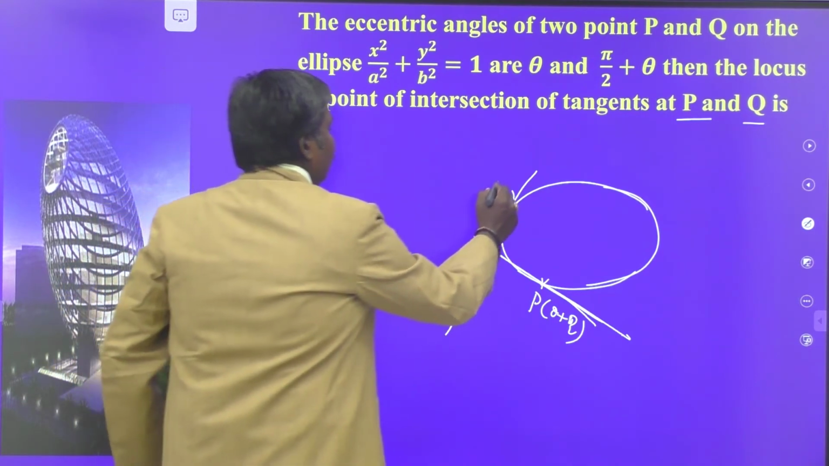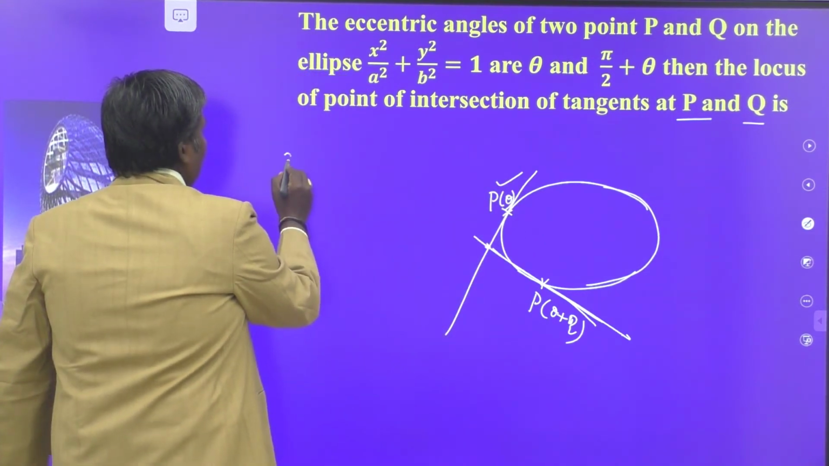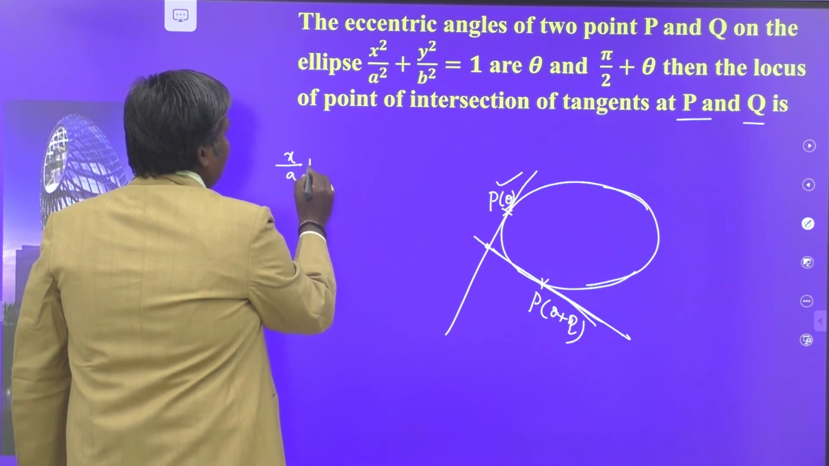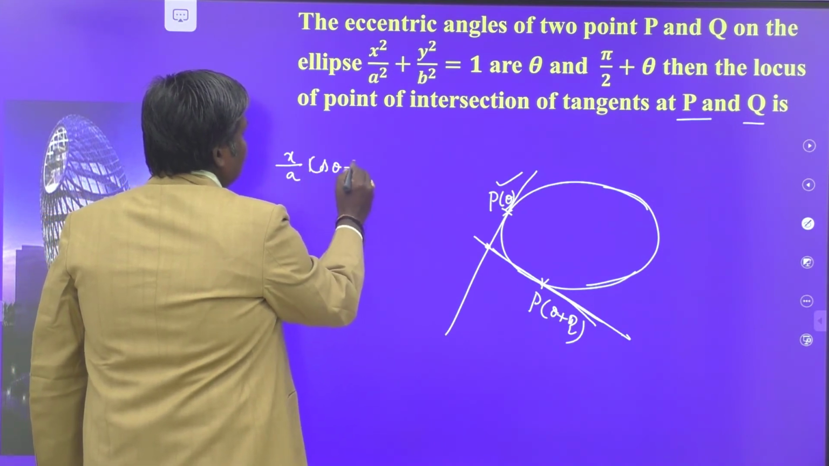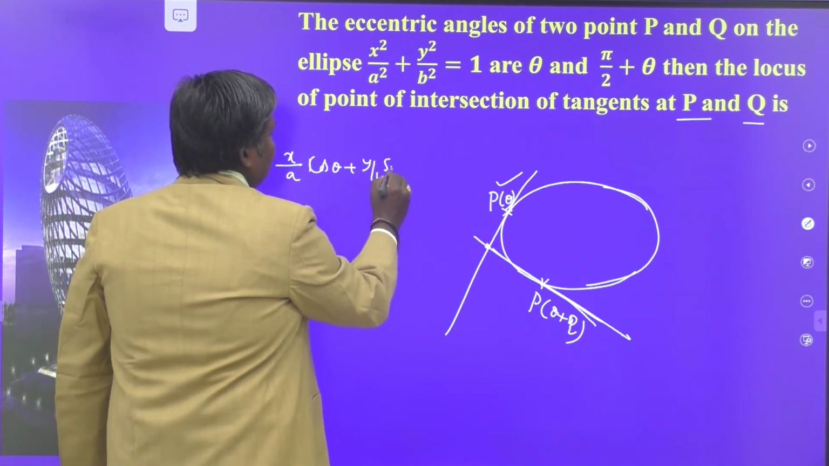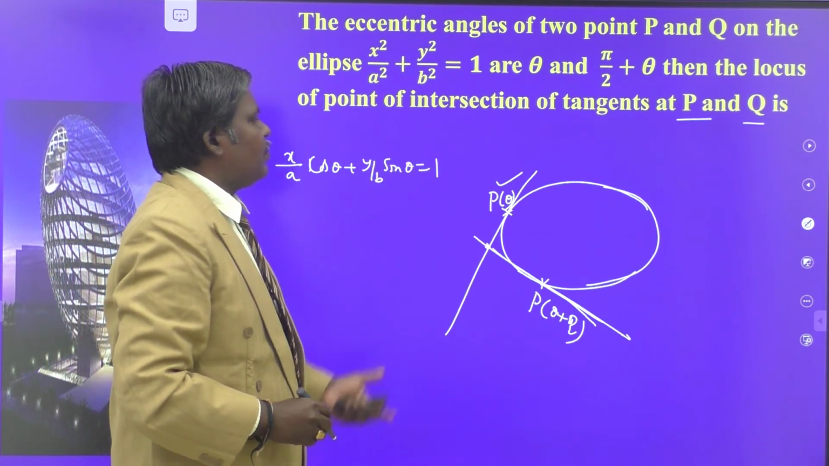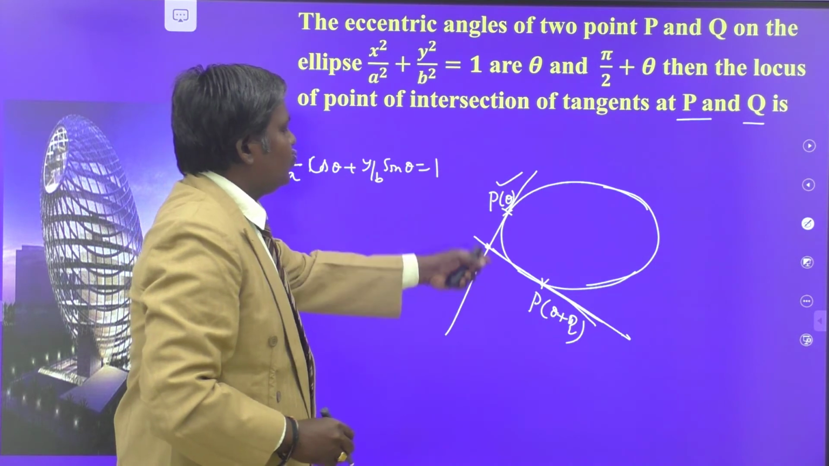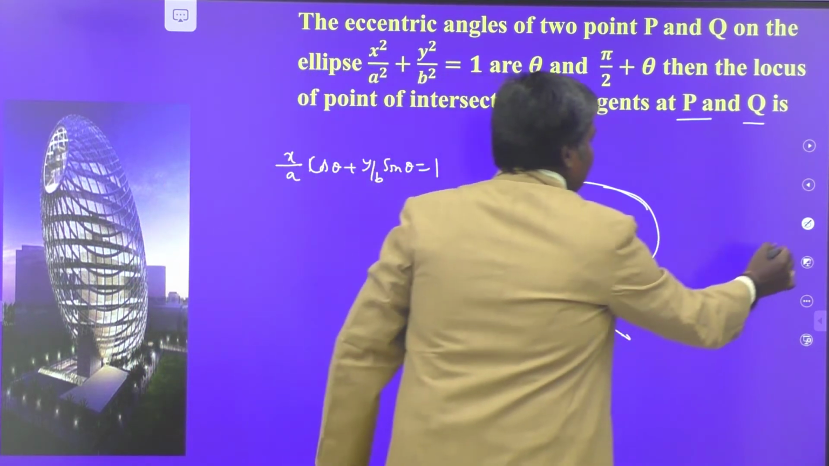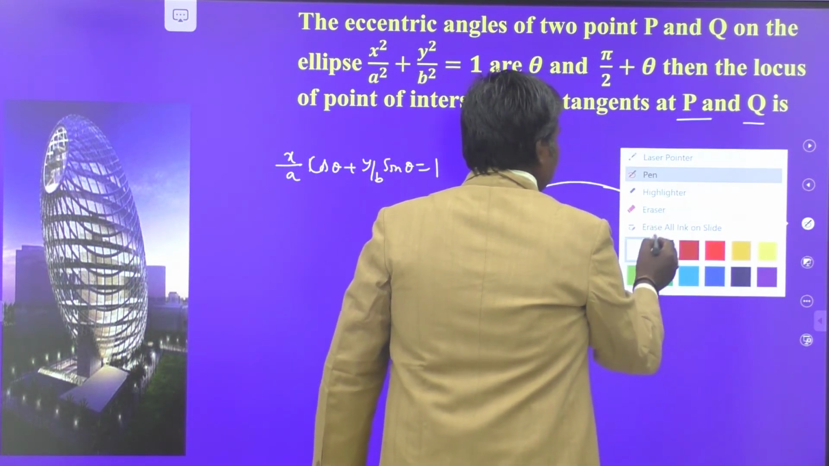So, what is the equation of tangent at theta? All of you know that. That is x by a cos theta plus y by b sin theta is equal to 1. So, there is no need for the diagram here. I will erase this one.